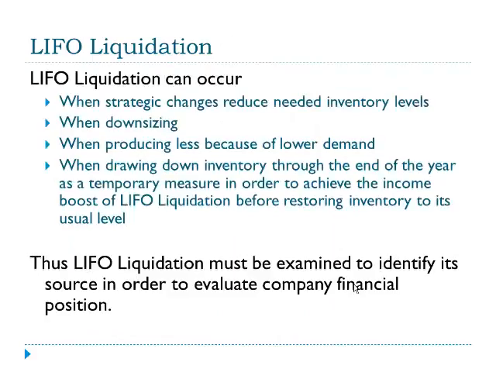LIFO liquidation can occur when strategic changes reduce the needed inventory levels, when downsizing occurs, when producing less occurs because of lower demand, or when drawing down inventory through the year as a temporary measure in order to achieve the income boost of LIFO liquidation before restoring inventory to its usual level. Thus, LIFO liquidation must be examined to identify its source in order to evaluate the company financial position.